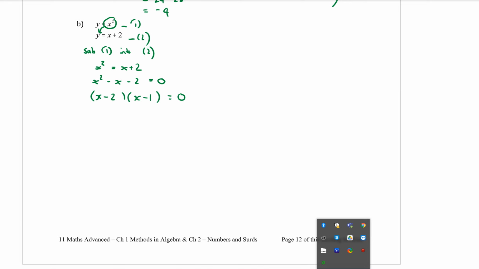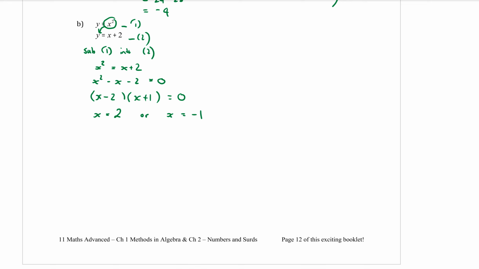Using the null factor, we can very easily move the minus 2 across. So for the first one, x would be equal to a positive 2. Or for the second bracket, x would be equal to a negative 1.